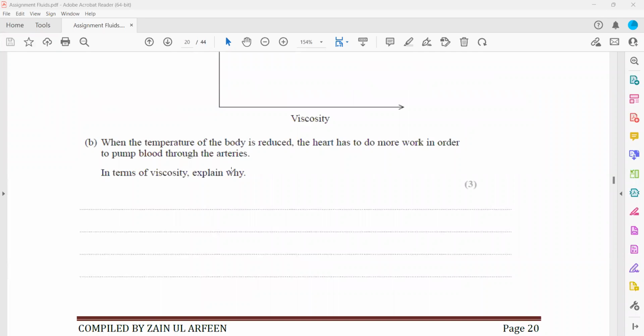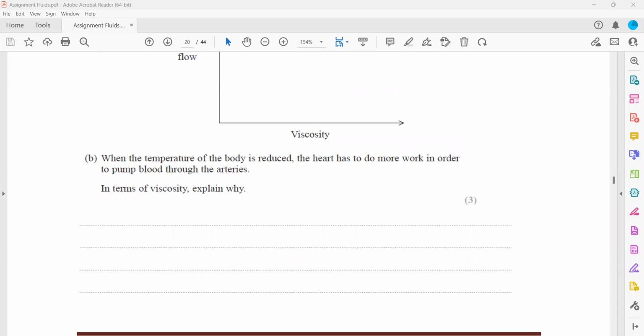When the temperature of blood is reduced, the heart has to do more work in order to pump the blood through the arteries. In terms of viscosity, explain. So what actually happens as the temperature decreases is that the blood becomes more viscous. As the fluid becomes more viscous, it will have greater friction force or greater drag. So the heart has to pump with a greater force. And if the force increases, the work done will also increase.